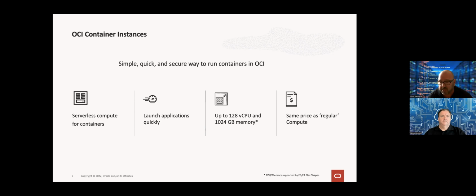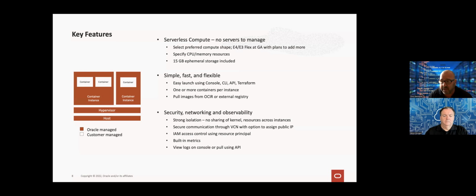So some of the features of that, as I said, it's serverless. So there's no need to manage any servers on your behalf. There's no need to manage any Kubernetes environments. That's all taken care of by OCI. We have flexibility in shapes, you can see E3 and E4 shapes at GA, and we have plans to add more shapes as we go along. You can specify the amount of CPU and memory allocated to that instance. So when you create the instance, you can specify the amount of CPUs and memory that you want. As I said, 15 gigabytes of ephemeral storage is included per instance.